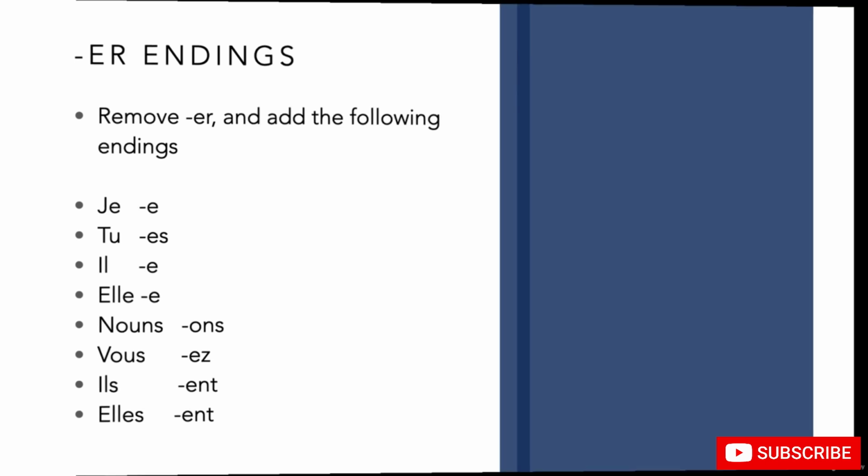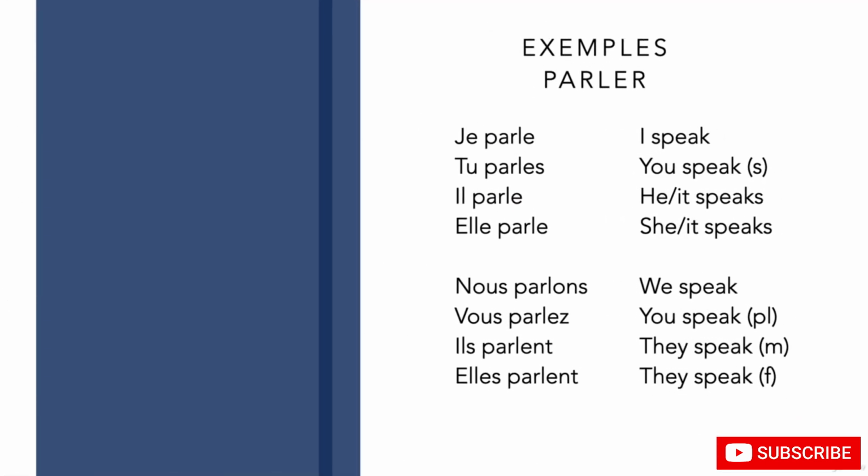Now let's look at some examples. Je parle, tu parles, il parle, elle parle, nous parlons, vous parlez, ils parlent, elles parlent. You'll notice that for the last two, ils and elles, the ENT is never pronounced in French. There's only one word in French that is used frequently where you would pronounce the ENT, and that is not a verb. So whenever it's a verb and there's an ENT, never ever pronounce it.